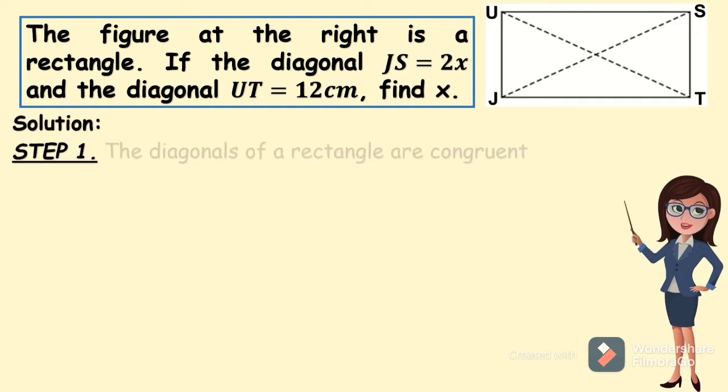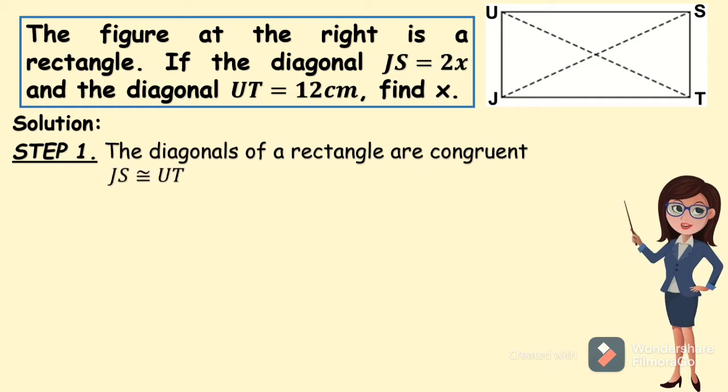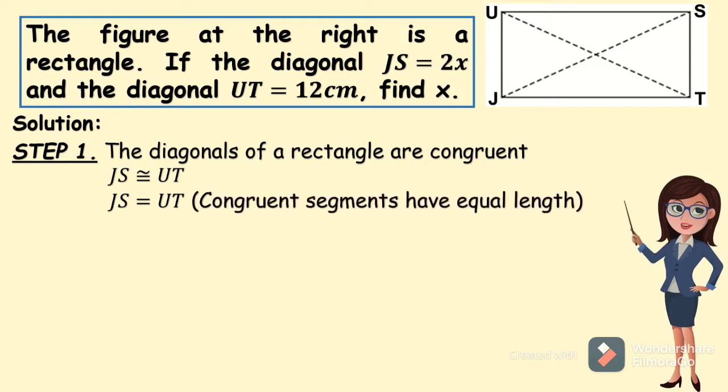Solution. Step 1. The diagonals of a rectangle are congruent, meaning JS is congruent to UT. When we say congruent, it is also equal. That means line JS is equal to line UT. Congruent segments have equal length.